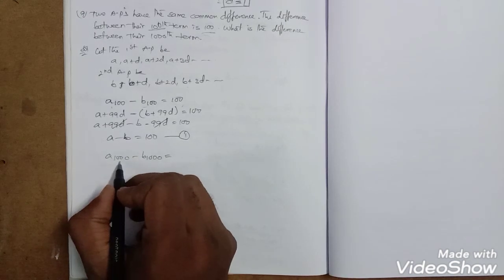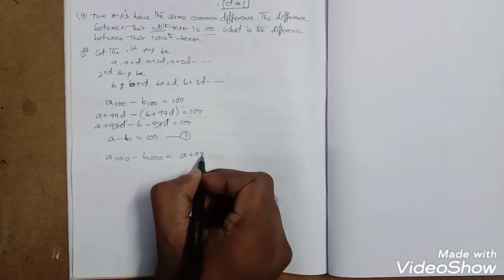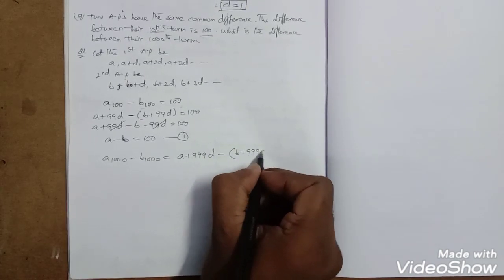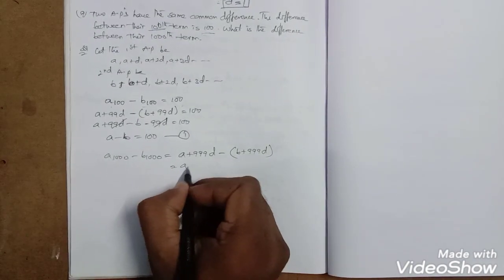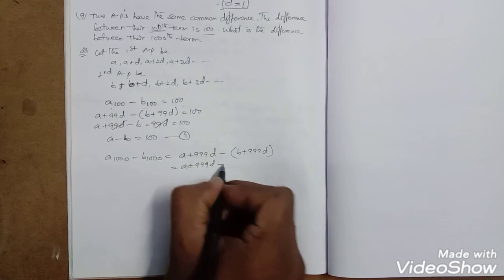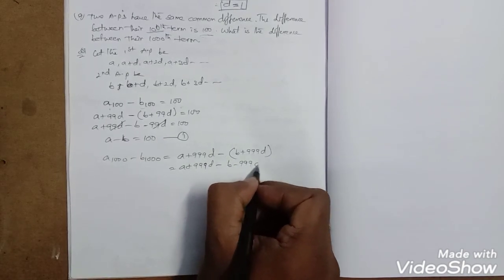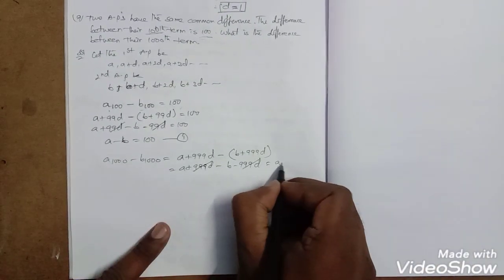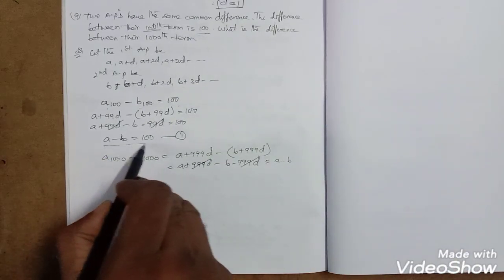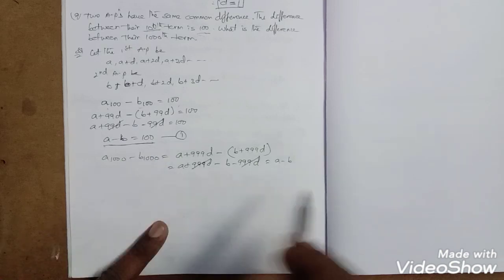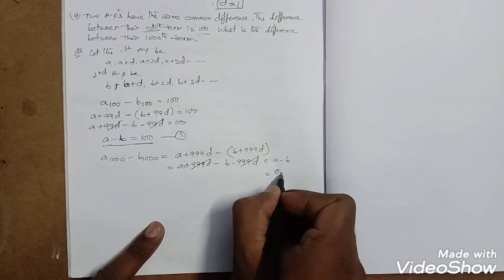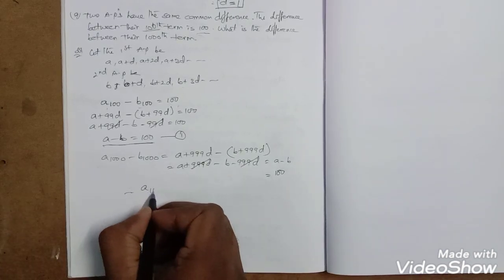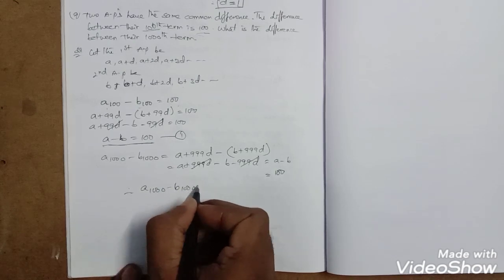Now here we know that A1000 we can write as a plus 999d minus B1000 we can write as b plus 999d is equal to, now open this bracket, a plus 999d minus b minus 999d. Now here plus 999d minus 999d will get cancelled. So what is left here? It's a minus b. Now already in first equation we got a minus b is equal to 100. So in the place of a minus b I can write 100. So difference of thousandth term is also equal to 100. Therefore A1000 minus B1000 is also equal to 100.